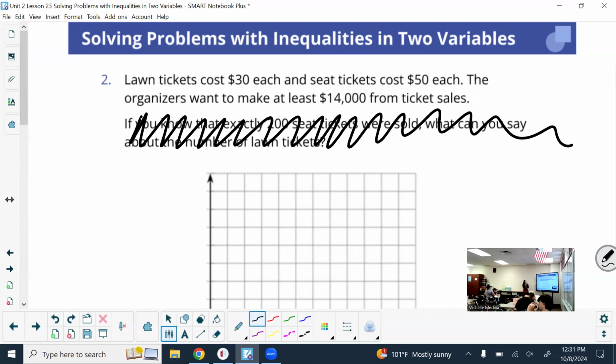So if lawn tickets cost $30 each and seat tickets cost $50 each, the organizers want to make at least $14,000 from ticket sales. All I want you to do is make the inequality. That's all for this one. Don't need to graph it or anything else. Just make the inequality for this situation. Okay, who thinks we have the correct inequality?